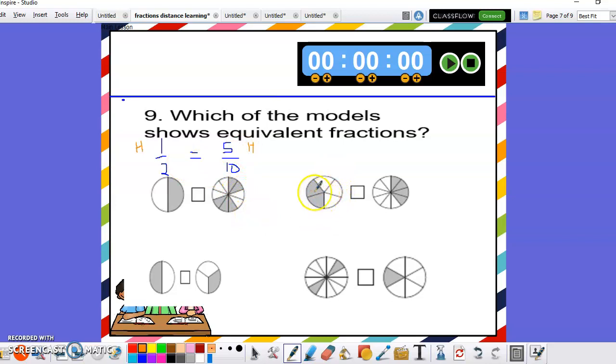So let's look at this next one here. We want to count up the total number of pieces that we have. 1, 2, 3, 4, 5. That's my denominator, and how many are shaded? 2. So I have 2/5. Now look over here at this next one. I have 1, 2, 3, 4, 5, 6, 7, 8, 9, 10. And how many are shaded? 1, 2, 3, 4. So I have 4/10 on this side.